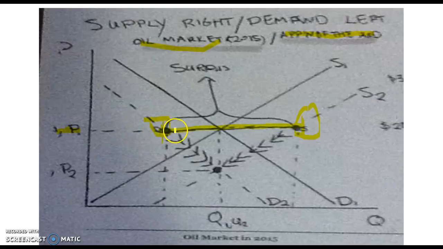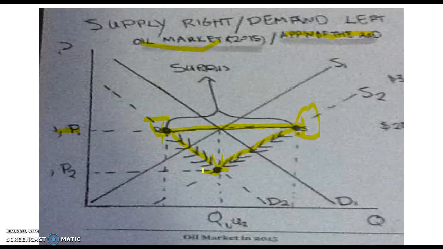So in order to get rid of that massive surplus, we need to lower the price to $50. And when we lower the price, that leads to a contraction in supply because it's less profitable to produce this good, and it also leads to an expansion in demand because it's now more profitable to buy oil at the lower price of $50. So that's the way that we get rid of the surplus.